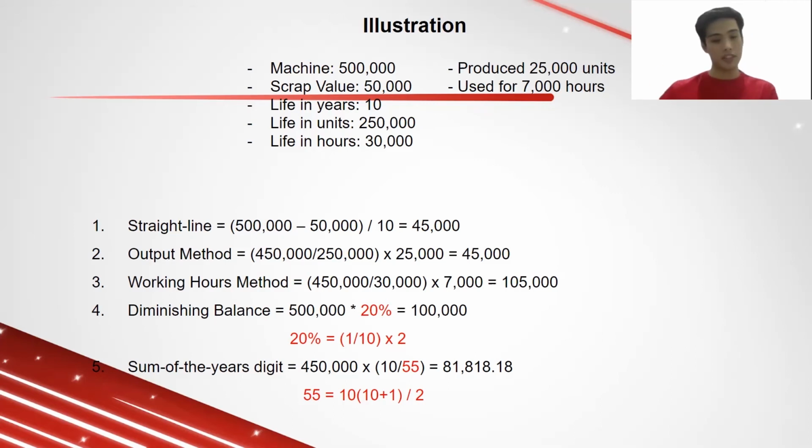If it goes on, you just count it down: 10, 9, 8, and so on. As for the 55, how did we get 55? It's the sum of the years. It's still used to compute it manually, so we use the formula, which is 10 plus 1 multiplied by 10 divided by 2. And that's the sum of the years.